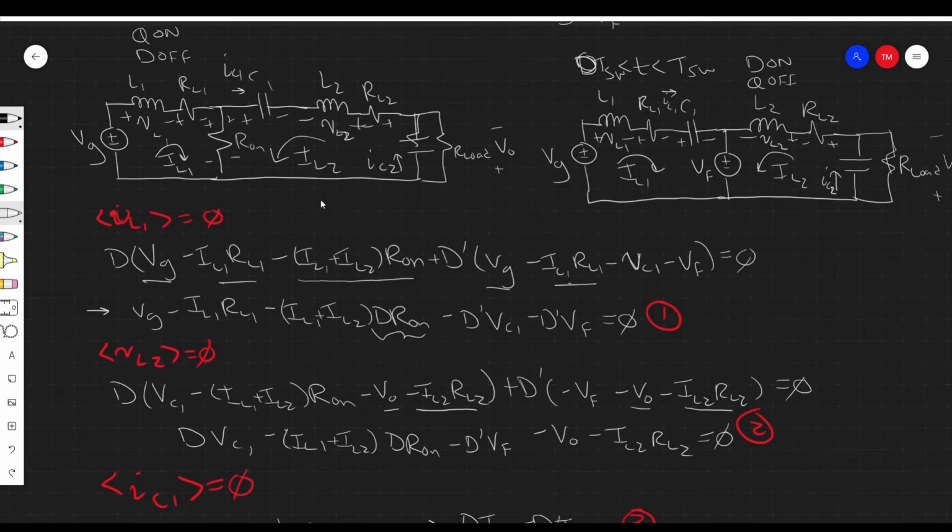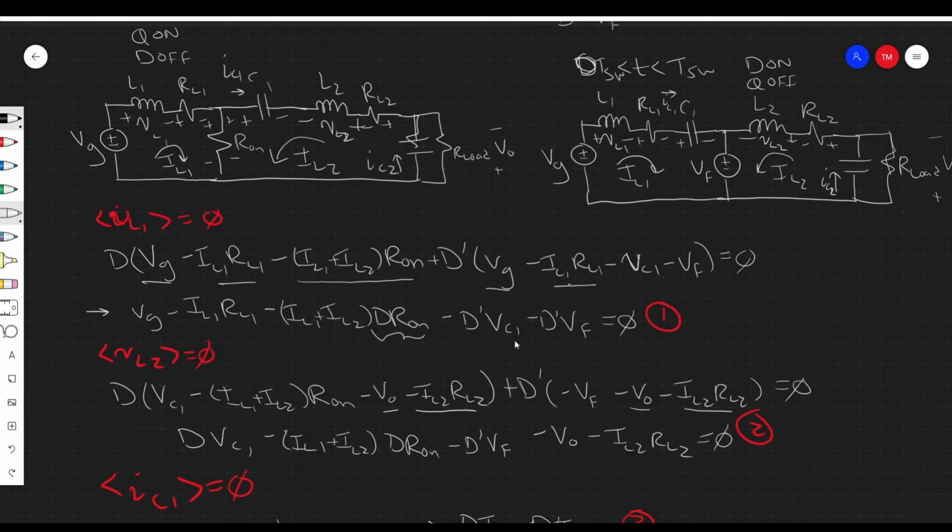Right? So we're going to have a resistor, D R on, right? The effective resistance. And then we have a dependent voltage source, D prime VC1. And then this loss, right, which ends up being an independent voltage source, D prime VF. So this isn't providing any power, it is consuming power.